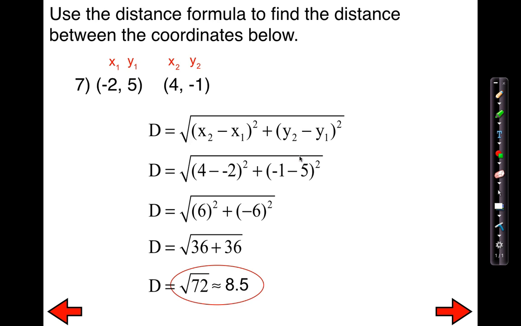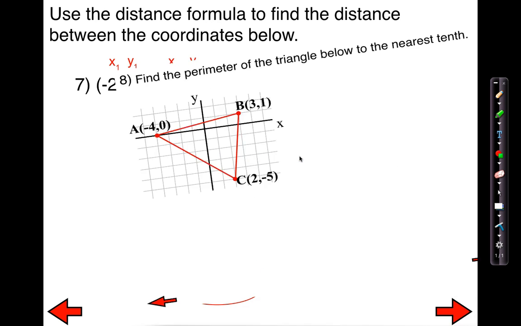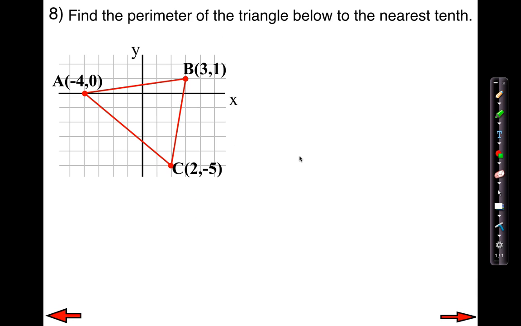Okay, so now we're going to go ahead and move on to something with more application of what we just learned. So here it says find the perimeter of the triangle below to the nearest tenth. We know what perimeter is. Perimeter is basically the length of the outline of the shape. So in order to do this, I need to find the length of AB, BC, and CA.